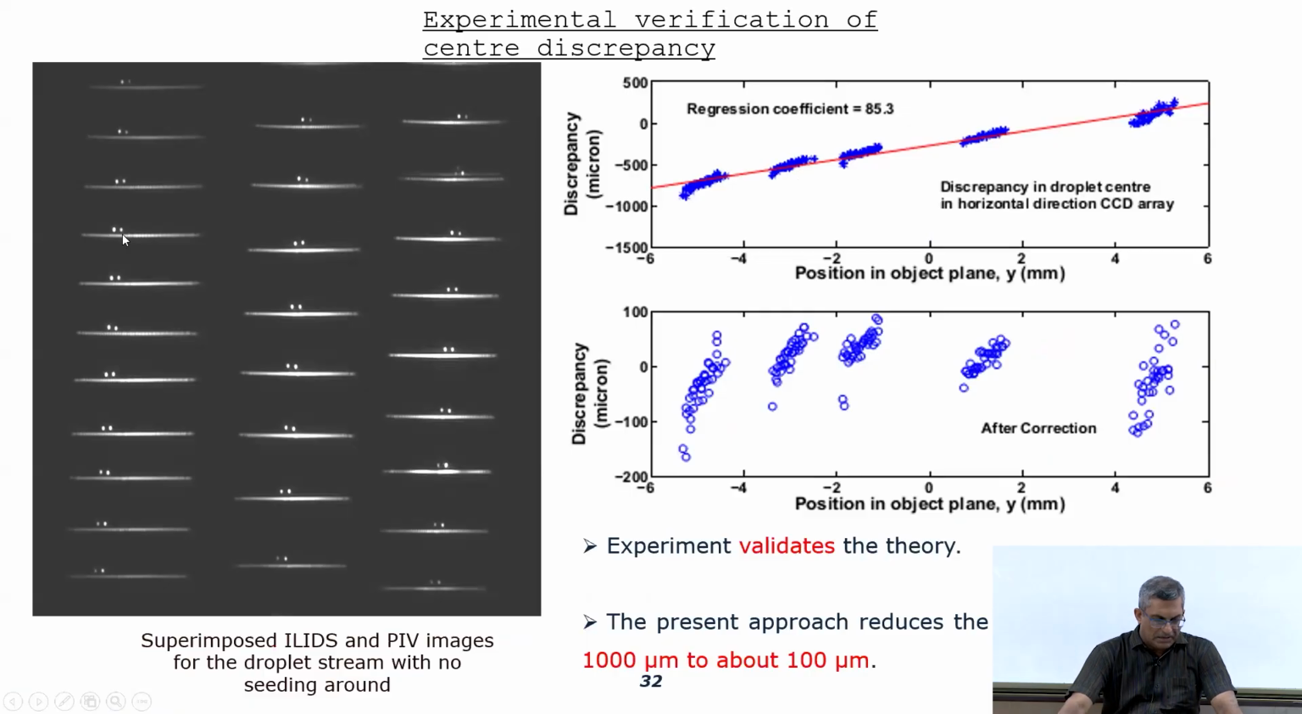As you can see, depending on the position of the droplet in the image, the center of the fringe pattern and the center of the glare points for the same droplet differ. You have the same droplet, you are imaging through two different cameras, but their centers do not coincide, as you can see here. Here it lies on the left side, here they are nearly coinciding, here it is on the right side. This is called center discrepancy. This can be taken care of through some kind of calibration approach.